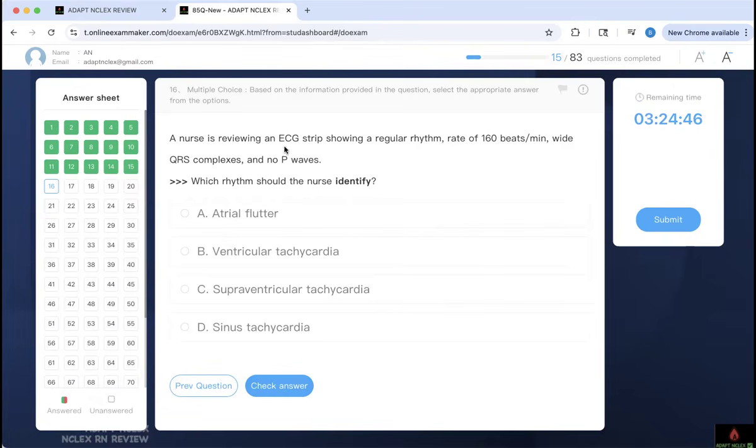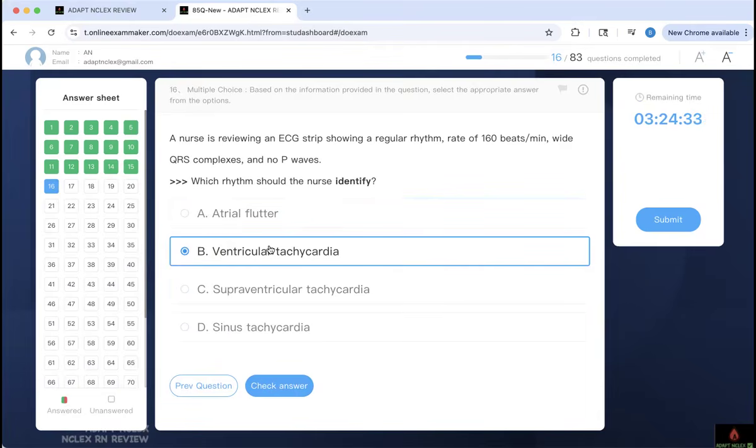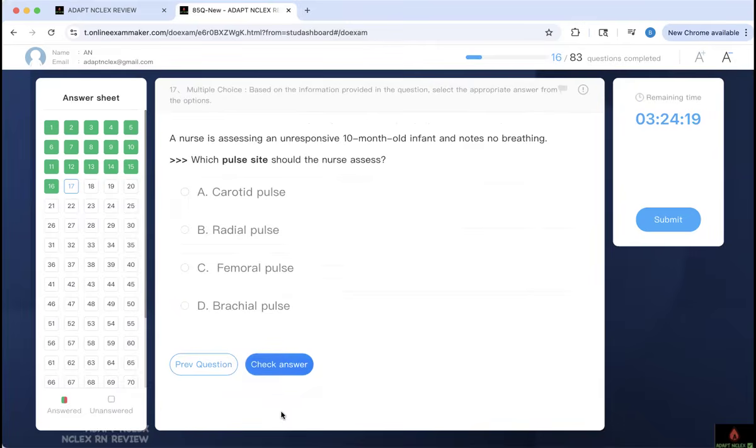This is straightforward. If you have no P wave, that means it's no atrial problem. Therefore, atrial flutter is gone. Supraventricular tachycardia, all of them have a P wave. The only thing that does not have a P wave is the QRS. Another thing you can look at is the wide QRS complex. Atrial fibrillation, the QRS is not wide. Supraventricular tachycardia, QRS is not wide. Sinus tachycardia is not. So this is ventricular tachycardia.